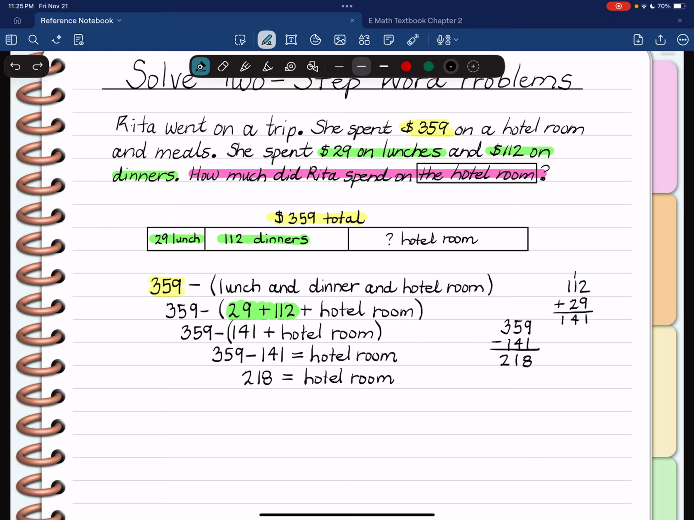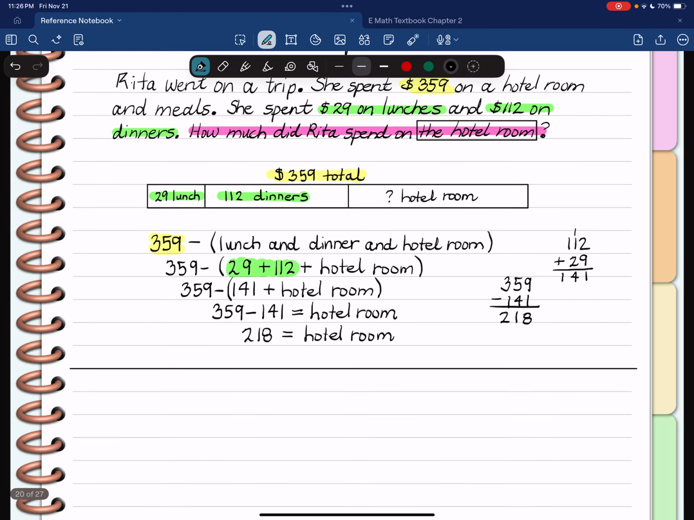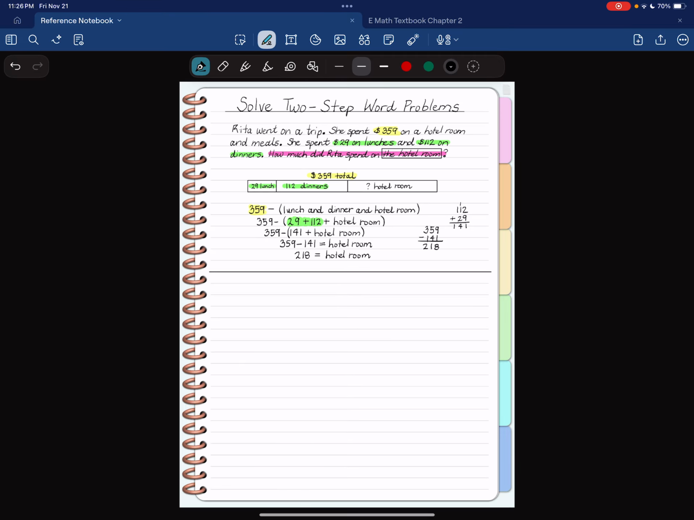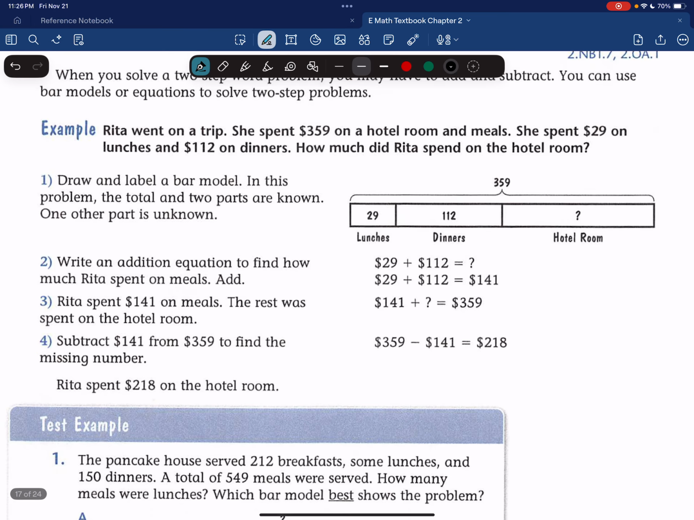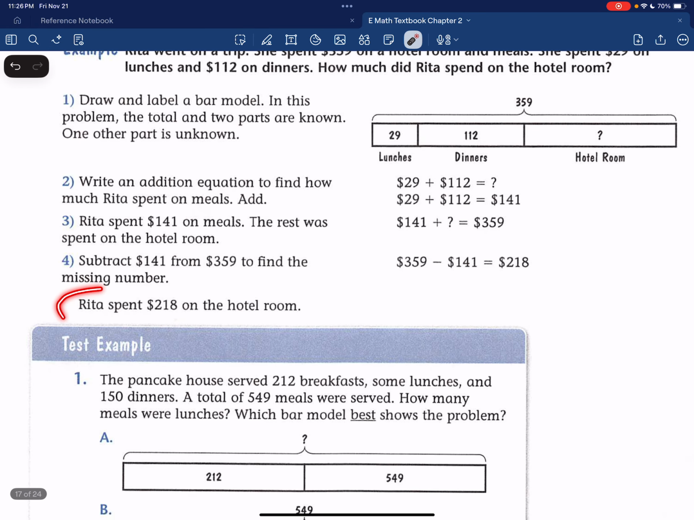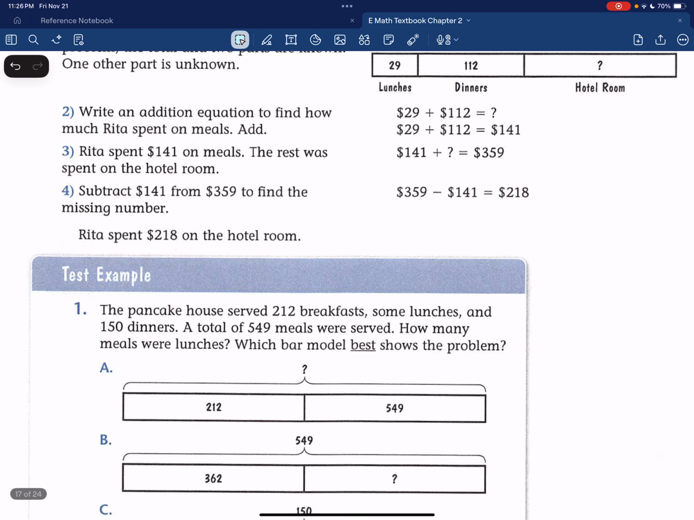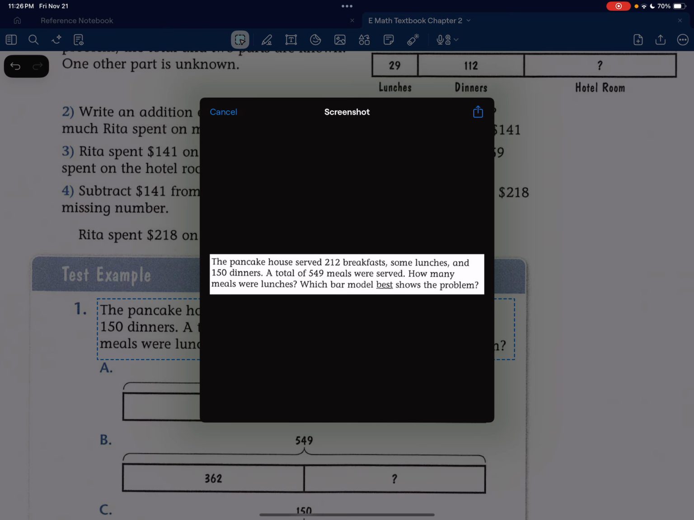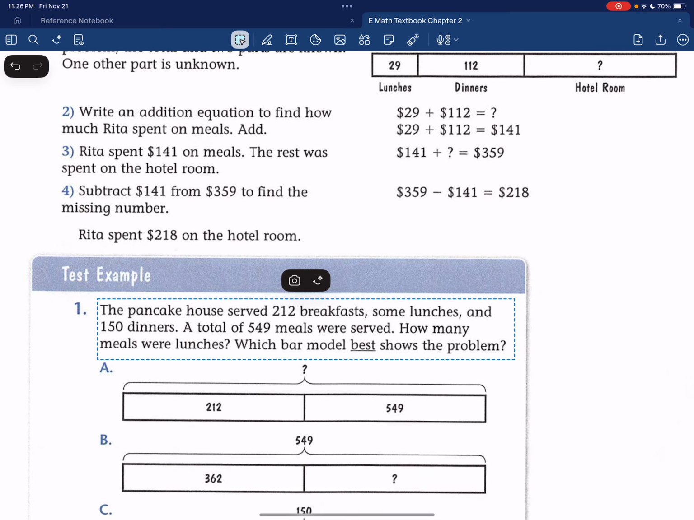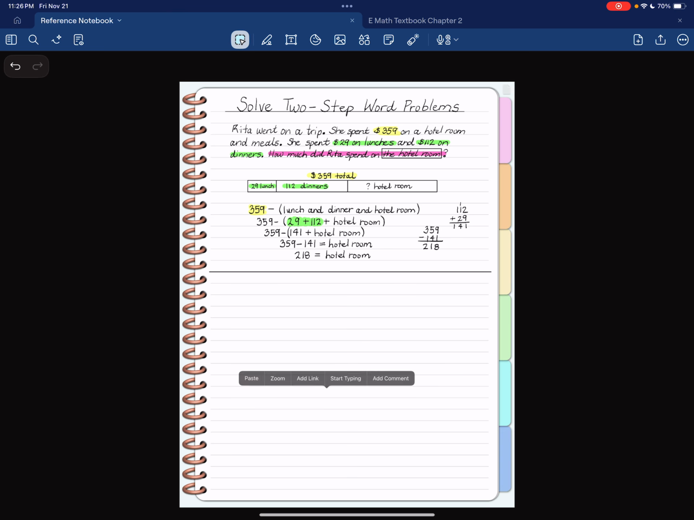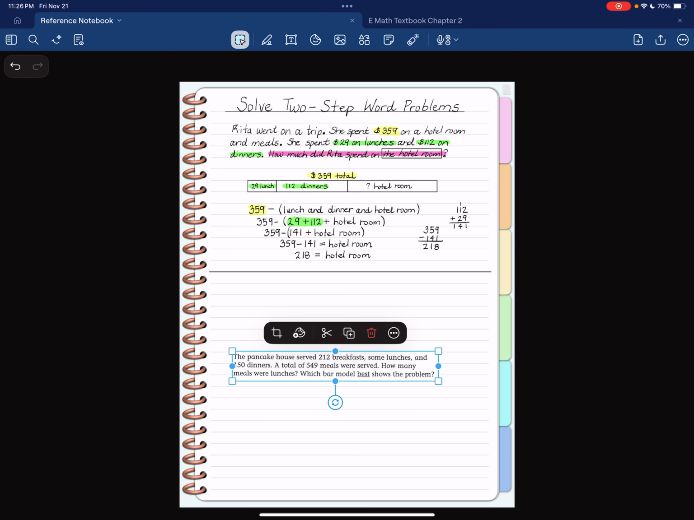Let's go ahead and put a line here, and we'll add another example down here. Possibly two more. We'll see. All right. And we see that they agree that Rita spent $218 on the hotel room. All right, let me take a picture of this one. And we'll add it to our notes, and then we'll come back here. So I'm going to copy this problem in, and then I'll delete this.